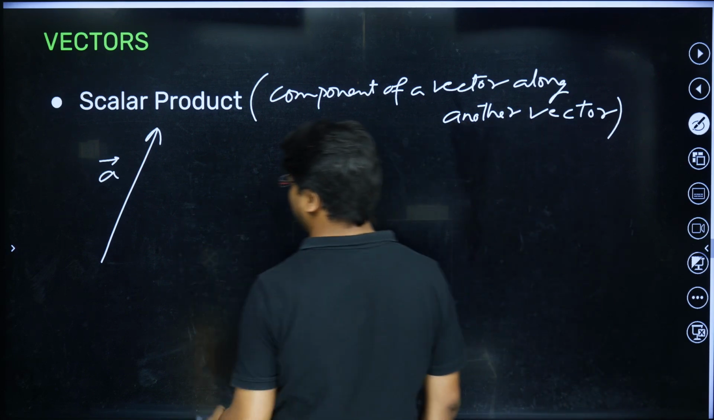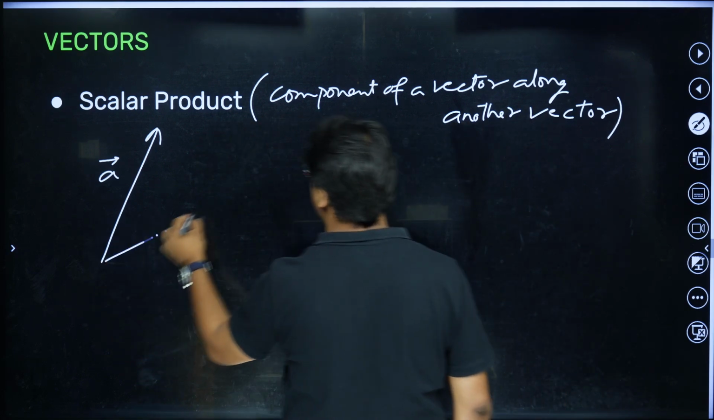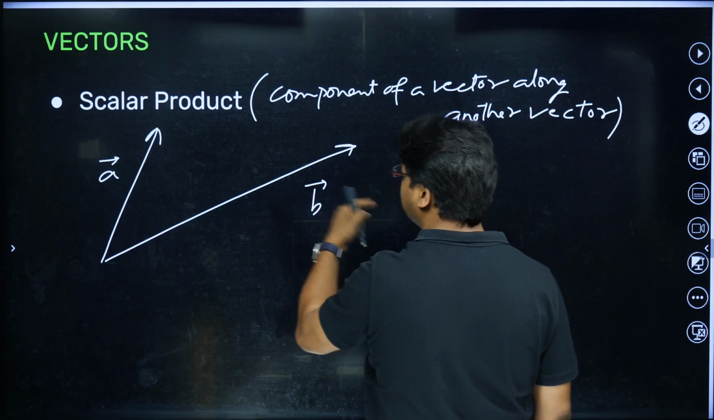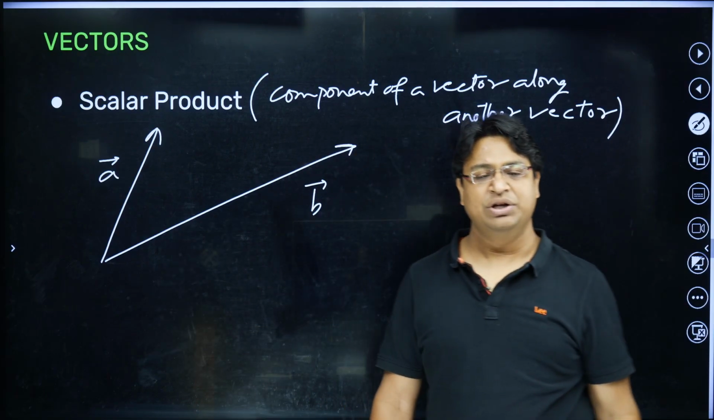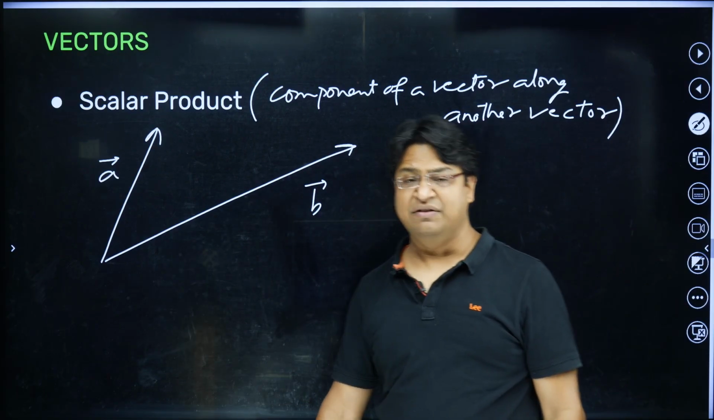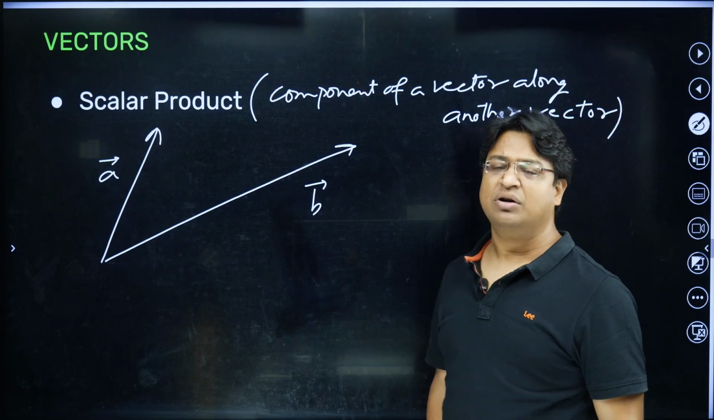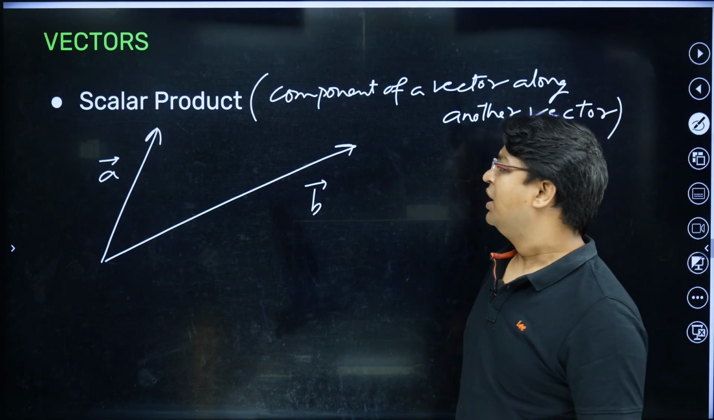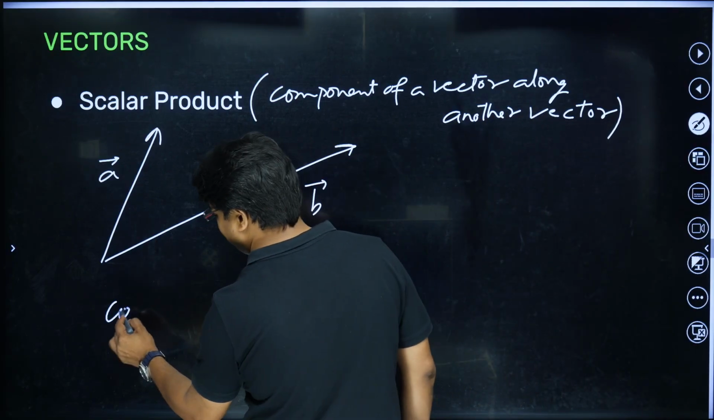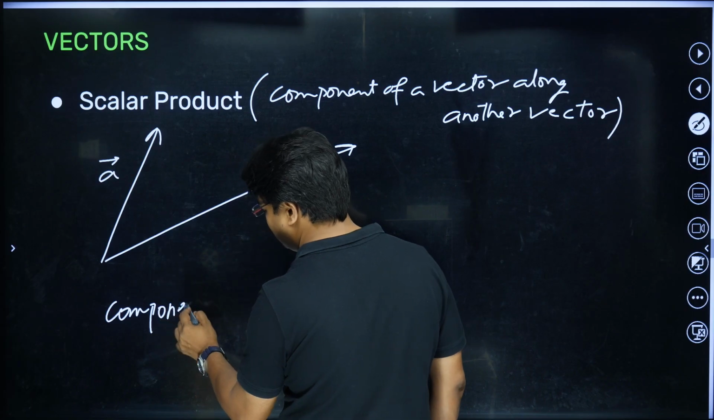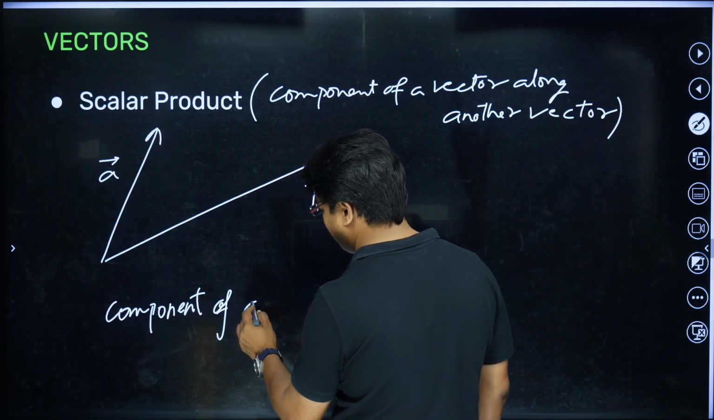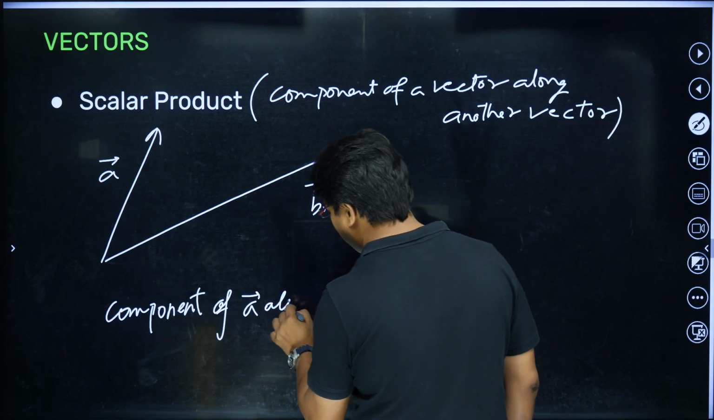So let's say this is a vector A, and let's say this is another vector B. It is not necessary that the given vector B would be co-initial to A, but we can make it so using invariance. We have learned that. So let me draw the figure directly as co-initial. Now I'm talking about the component of A vector along B vector.